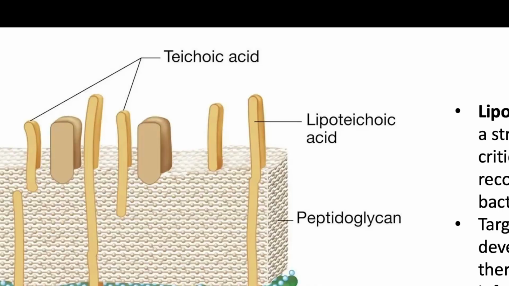Location: it is located on the gram positive bacterial cell wall. What is the structure? It has a glycerol phosphate or ribitol phosphate plus glycolipid anchor. So this is the glycolipid anchor and glycerol phosphate backbone. Immunogenicity: recognized by TLR2 and TLR6, triggers inflammation.